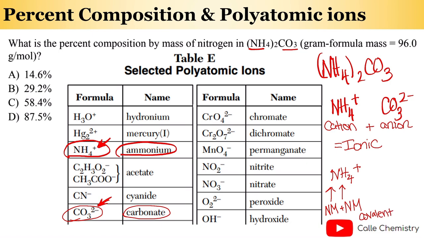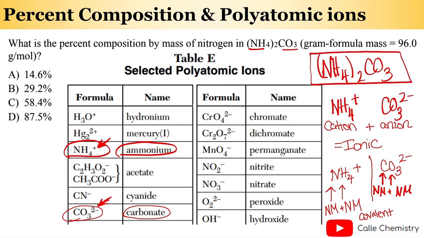Same thing for CO3, carbonate. Carbon and oxygen are both nonmetals. So once again, we have a nonmetal plus another nonmetal, which is also covalent bonds. So going back to this formula, we can say that this has ionic and covalent bonds.